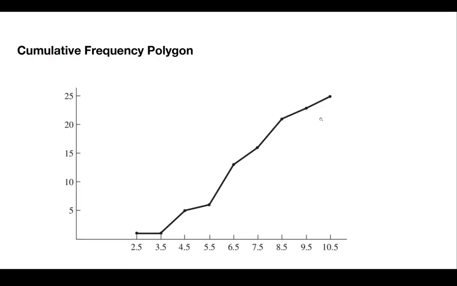Now let's move to the cumulative frequency polygon. A cumulative frequency polygon, also called an ogive, has a very different shape than a simple frequency polygon does. For one thing, the cumulative frequency polygon never slopes downward as you move to the right in the graph. Try to look at the example.